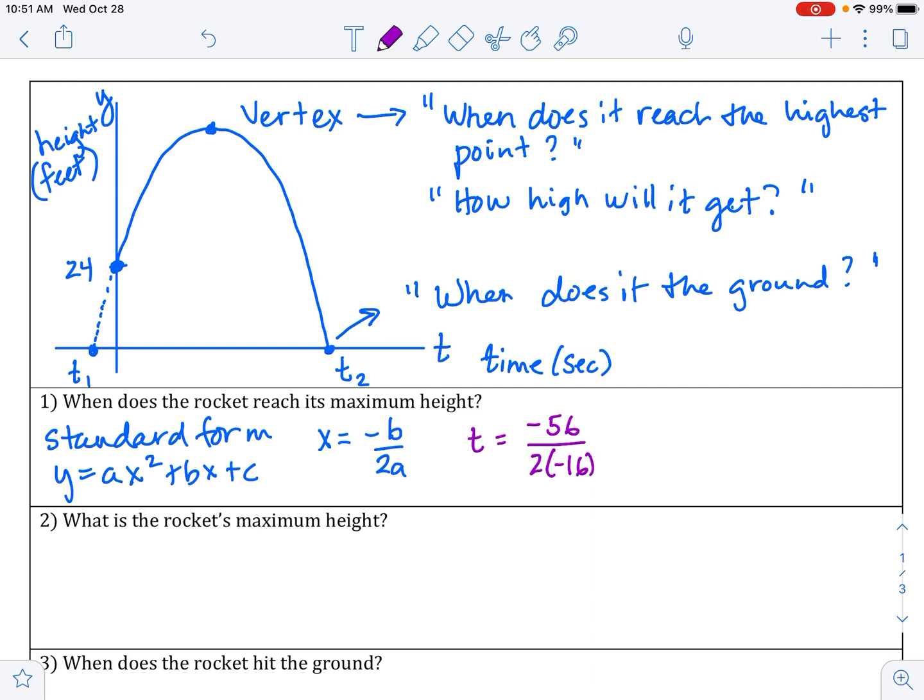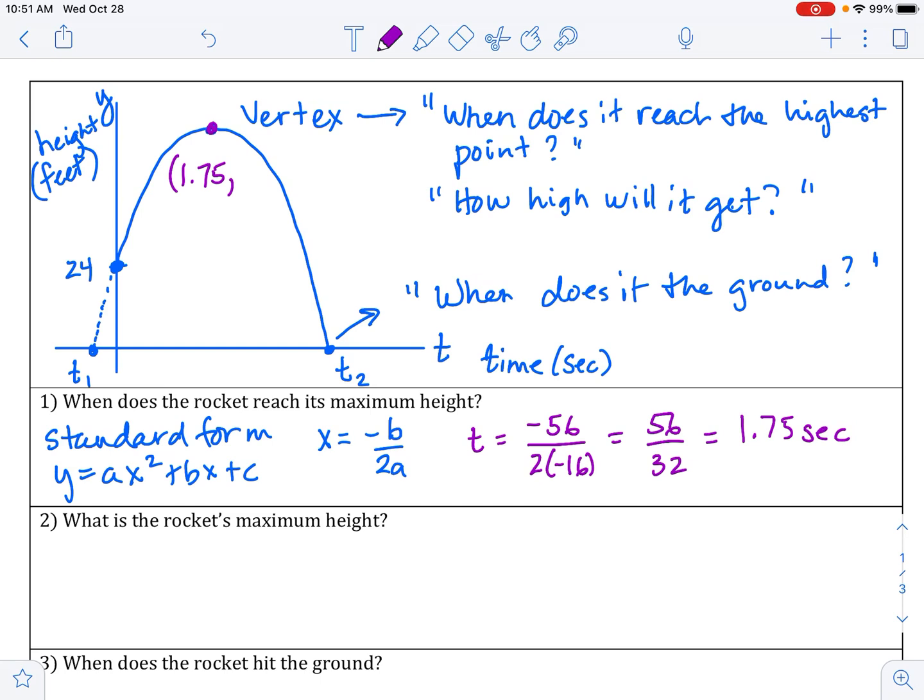All right, I'm going to do a little math here off to the side. We have 56 over 32, and that's going to be 1.75 seconds. So my coordinate up here, we know that the x-coordinate, or the t-coordinate, is 1.75.